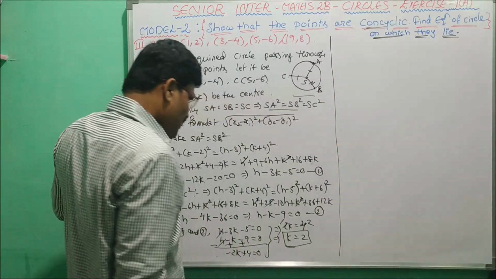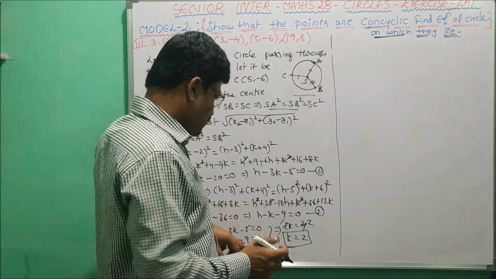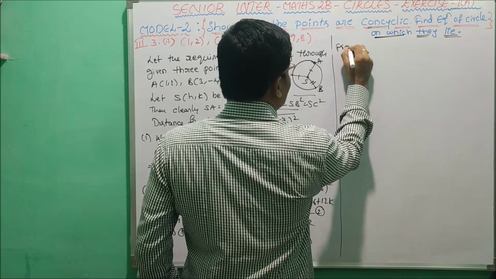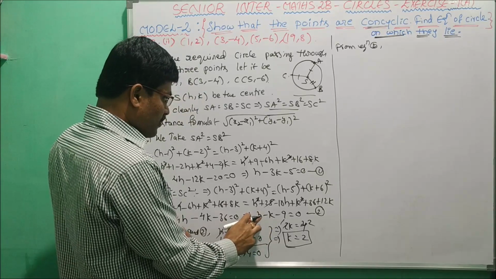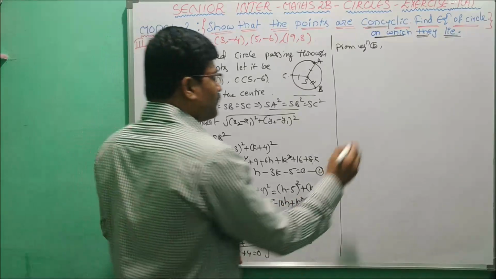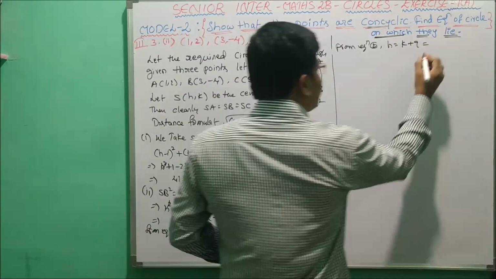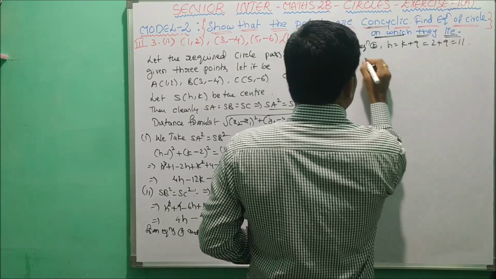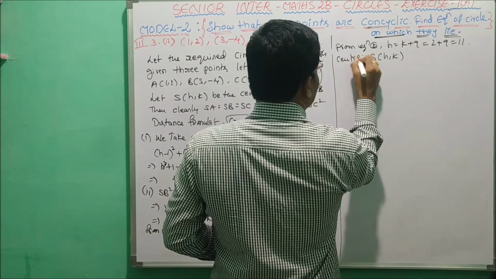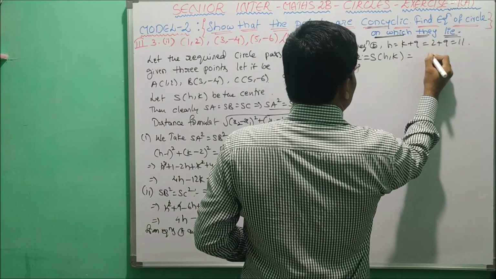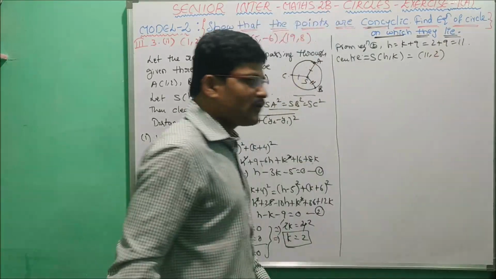Similarly, from equation 1 or 2, here we take equation 2. From equation 2, here we write h equals k plus 9. We substitute the k value, that is 2 plus 9 equals 11. Therefore, the center S of (h, k) equals, here h is 11, k is 2. So (11, 2) is the center.